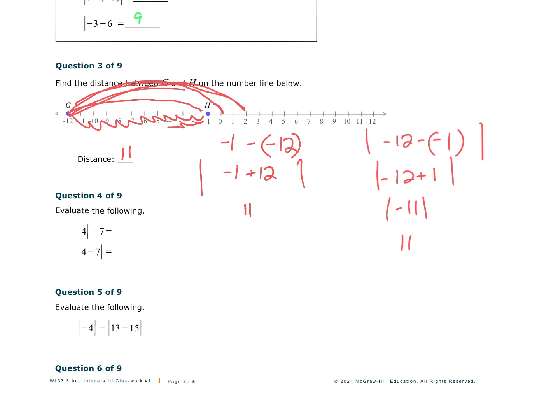All right, question 4. We're starting with the absolute value of 4, which you know is just 4, minus 7. So right away we get rid of the absolute value. 4 minus 7 is negative 3. For the second part, 4 minus 7 is negative 3, but we haven't gotten rid of the absolute value symbols yet. So the absolute value of negative 3, absolute value is always positive. So it's just 3.